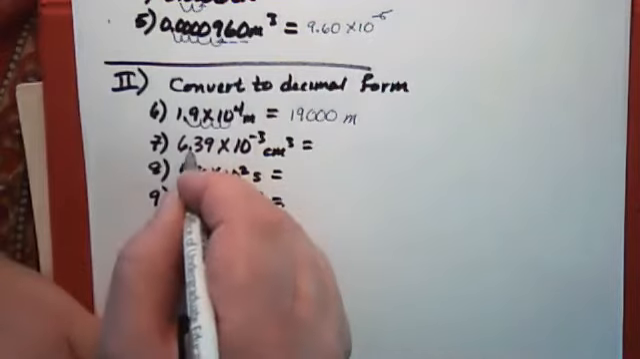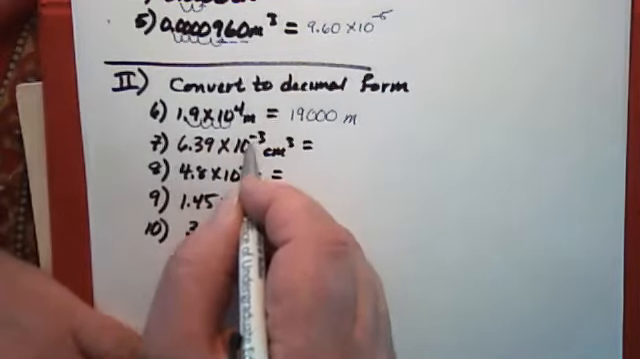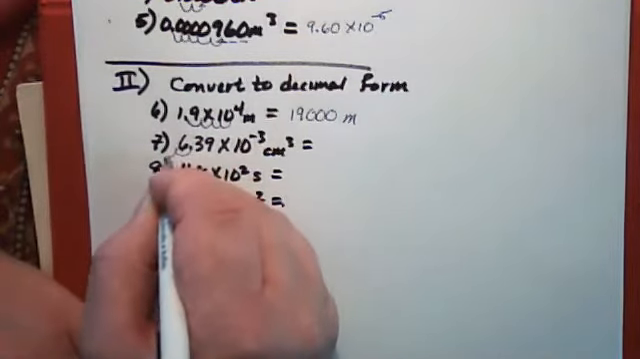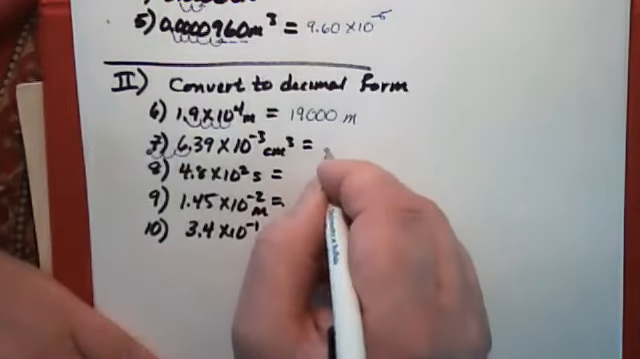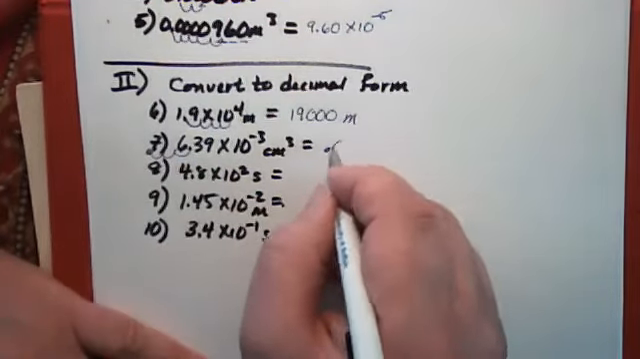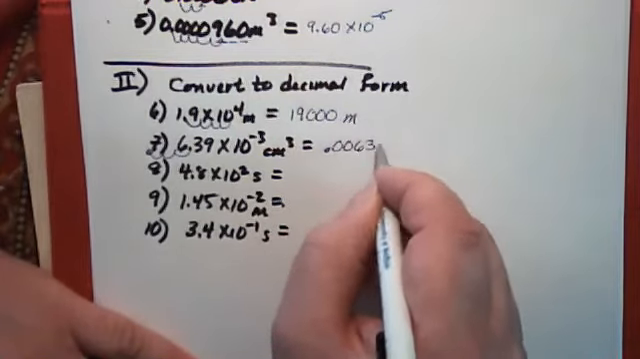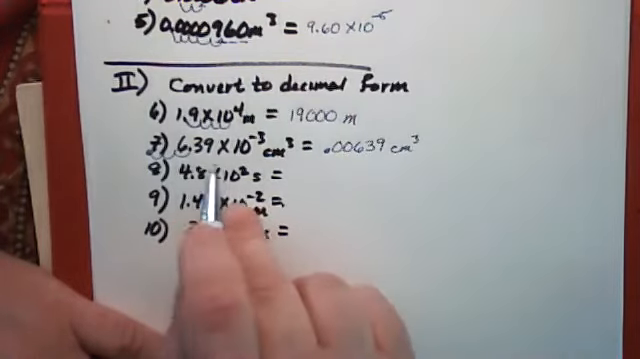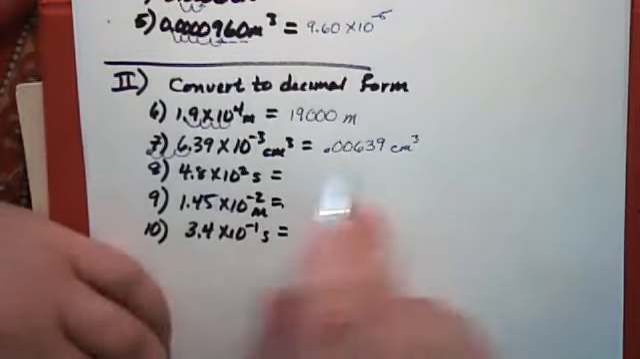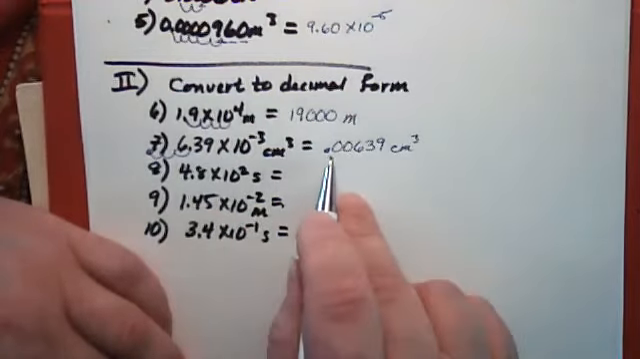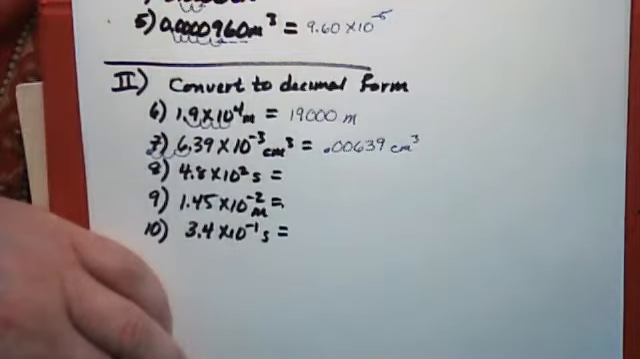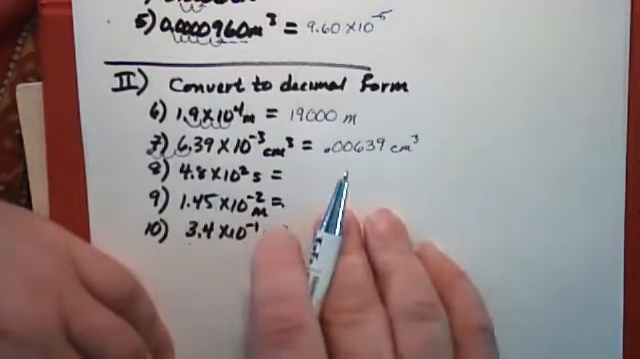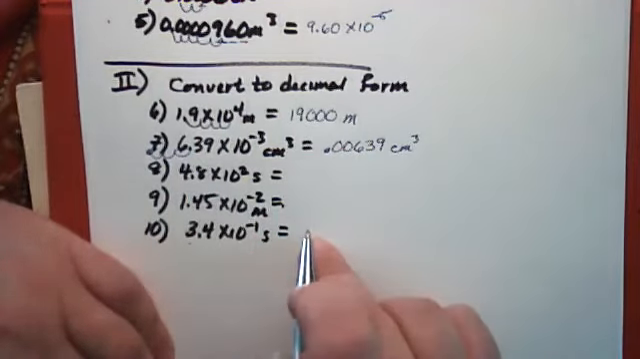6.39 times 10 to the minus 3. For that, since it's a negative 3, you have to move the decimal point in the direction that makes the number smaller, 3 spaces. So there's 1, 2, 3. So you have point, and again, you fill in the empty spaces with zeros, 0, 0, 6, 3, 9 cubic centimeters. So we've got 0.00639 as our answer. Again, those zeros at the beginning do not count because zeros at the beginning never count. The original number had 3 significant figures, and our answer has 3 significant figures.